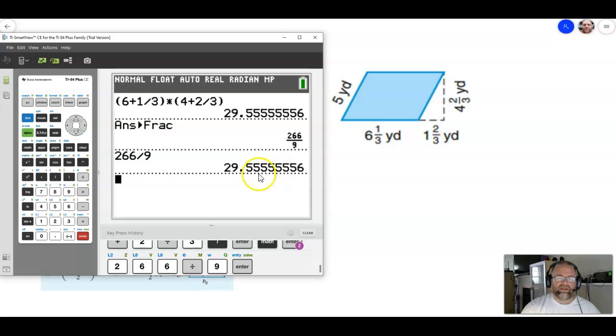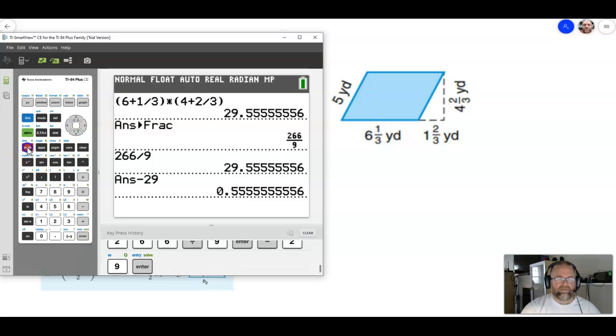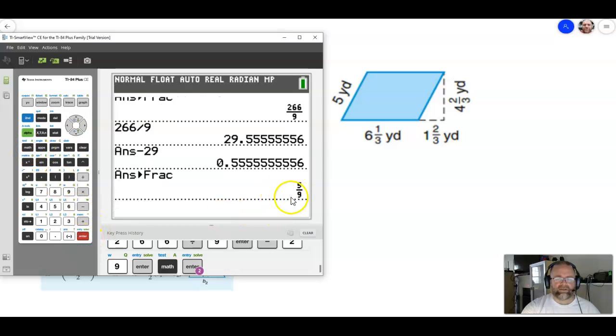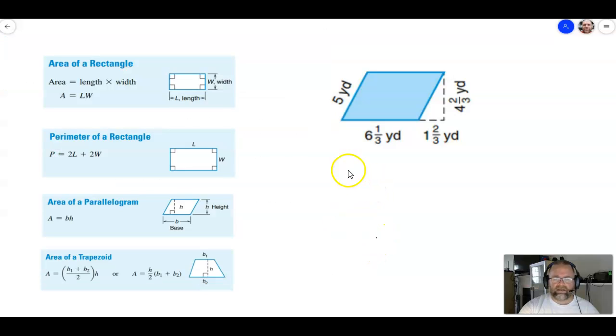5/9. If you wanted to figure out what this was to the right of the decimal place, I could subtract the 29 and then convert that to a fraction, and sure enough, that's 5/9. So the area is 29 5/9 yards squared.